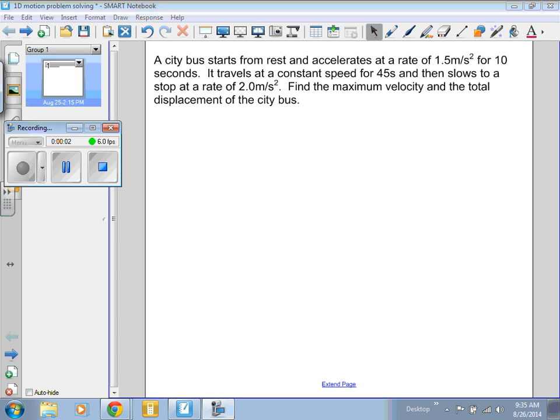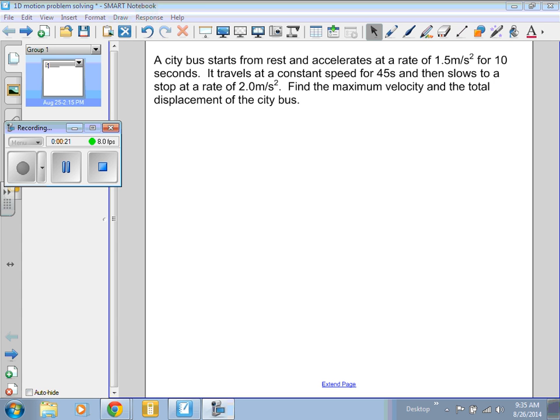So in this problem, a city bus starts from rest and accelerates at a rate of 1.5 meters per second squared for 10 seconds. It travels at a constant speed for 45 seconds and then slows to a stop at a rate of 2 meters per second squared. Find the maximum velocity and the total displacement of the city bus.